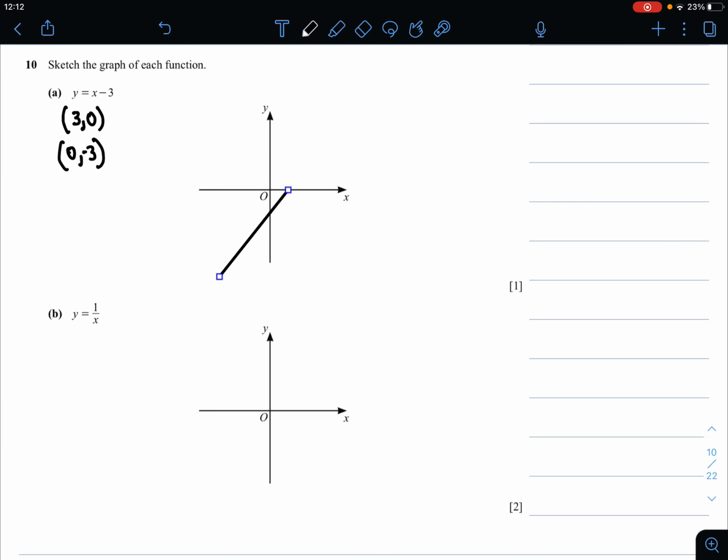So I don't have a ruler, that's why I'm solving it like this. Otherwise, you have to use a ruler and a pencil in your exam. So this is the graph for y is equal to x minus 3.